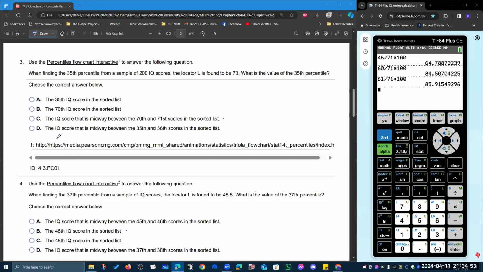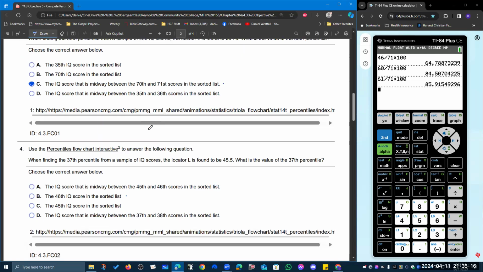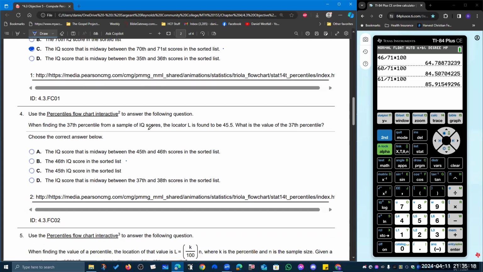But the question here again, when finding the 35th percentile from a sample of 200 IQ scores, the locator L is found to be 70. What is the value of the 35th percentile? And it's the IQ score that's midway between the 70th and 71st scores in the sorted list.